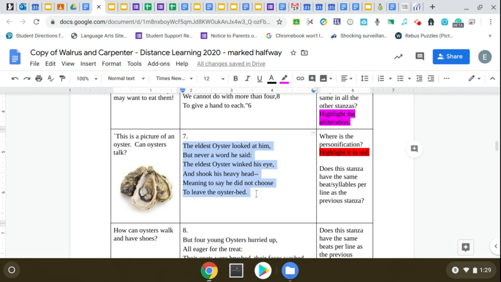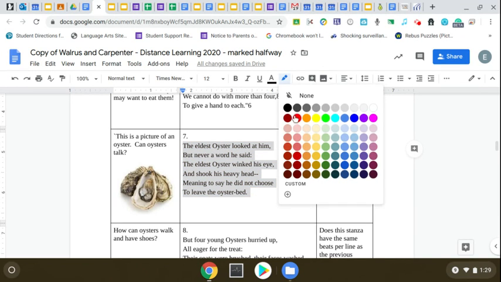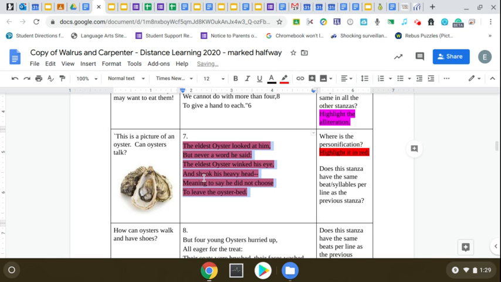So this whole thing is personification because oysters, as you can see from the picture, don't talk, they can't wink, they can't really shake their heads, they don't really leave their beds.